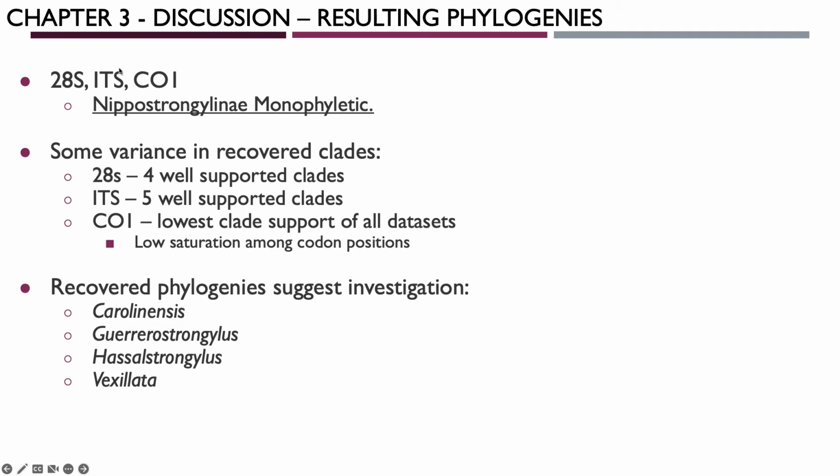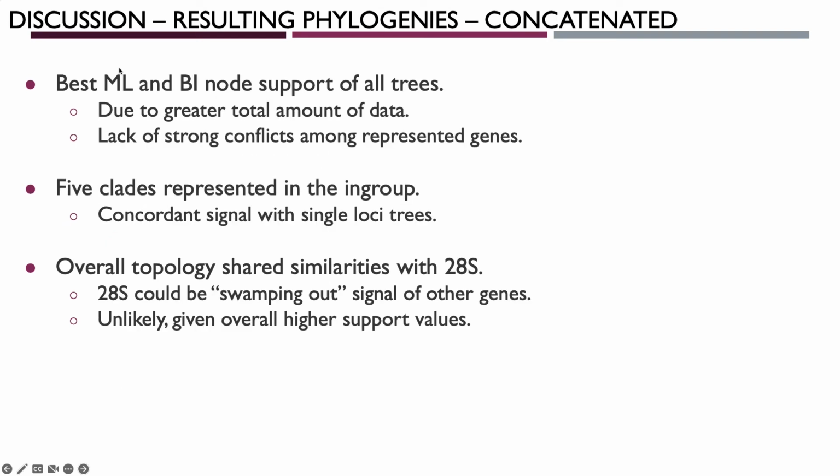The concatenated tree was the best overall of maximum likelihood in Bayesian node support, and this can be due to a greater total amount of data. We are observing more base pairs overall. But I'd also suggest that due to those high support values, node support, we're seeing a lack of strong conflicts among the represented genes. So that's good too. There is a concordant signal among all data sets. So we're pretty happy with that. 5 clades are represented in the in group, and there's a concordant signal with the single loci trees.